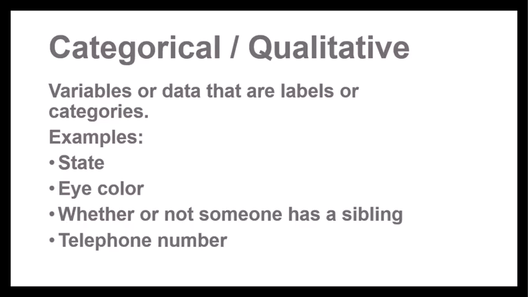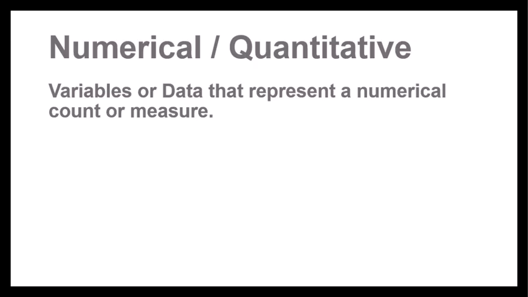Our other type of variables are numerical variables, and of course a telephone number is a number, but a telephone number doesn't represent any kind of specific quantity. It's really just like another type of label. So our numerical or quantitative variables represent a numerical count or measure. One question to think about when you're trying to determine whether some kind of number data is really numerical or if it's categorical is, would it make sense to add or subtract numbers together?